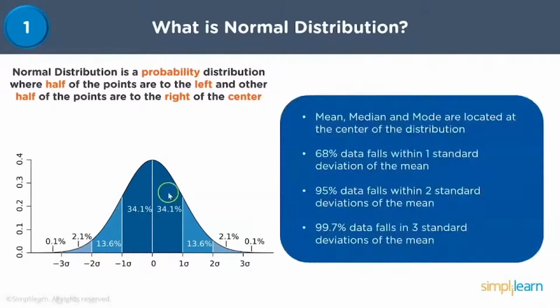Now, such a distribution contributes to 68% of the data falling within one standard deviation of the mean. Then we have 95% of the data falling within the second standard deviation of the mean. So if you add up 13.6% and the 68% plus 13.6%, this will result in 95% of data falling within 2 standard deviations of the mean. And finally, we have close to 99.7% of the data falling within 3 standard deviations of the mean. So this is what a normal distribution is all about.